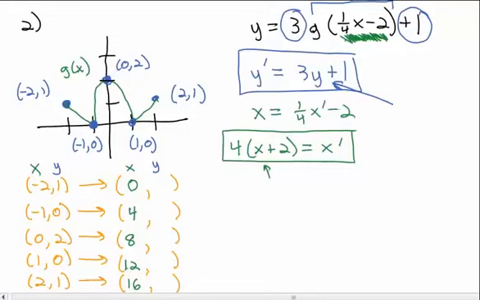So in the first point, y is 1. 1 times 3 is 3, plus 1 is 4. Try 0. 0 times 3 is 0, plus 1 is 1. Plug in 2. 2 times 3 is 6, plus 1 is 7. Try 0. 0 times 3 is 0, plus 1 is 1. Plugging in 1. 1 times 3 is 3, plus 1 is 4.